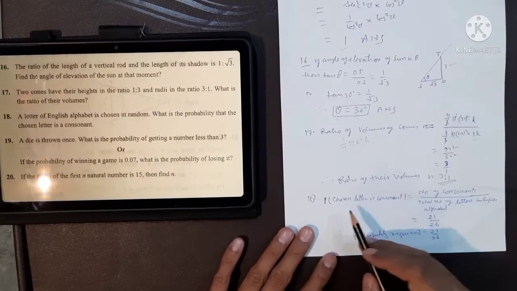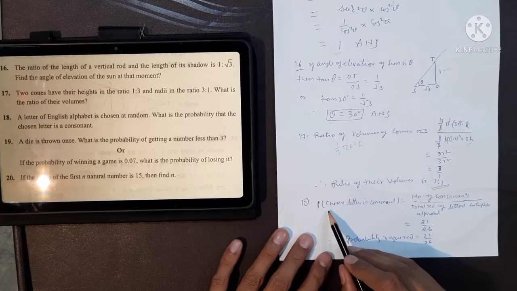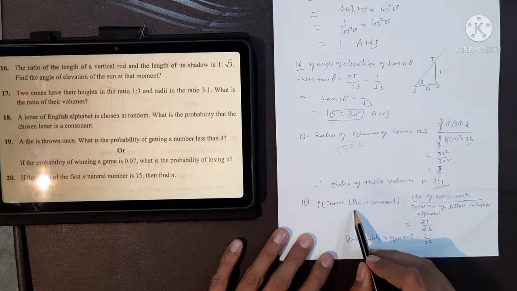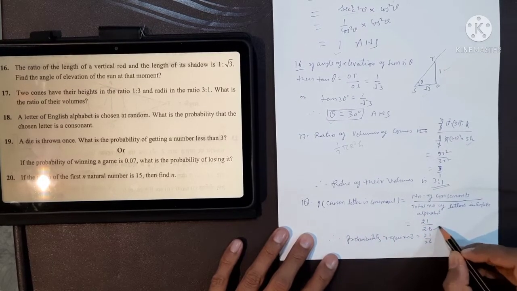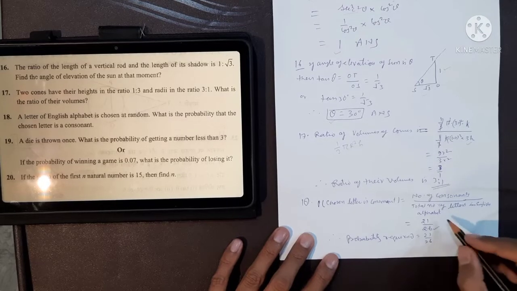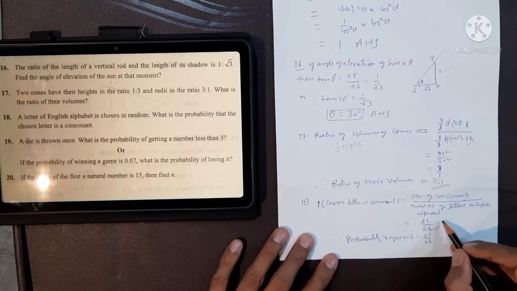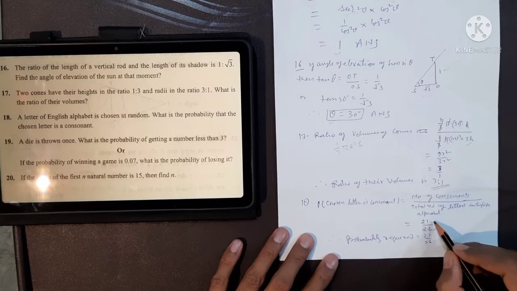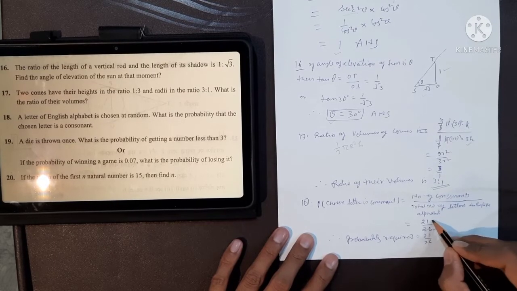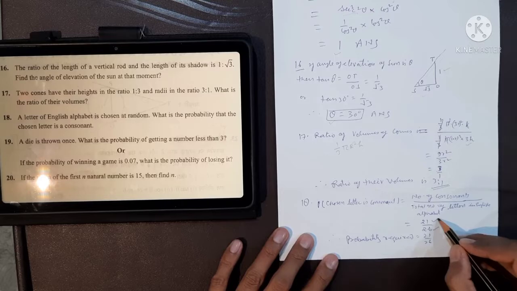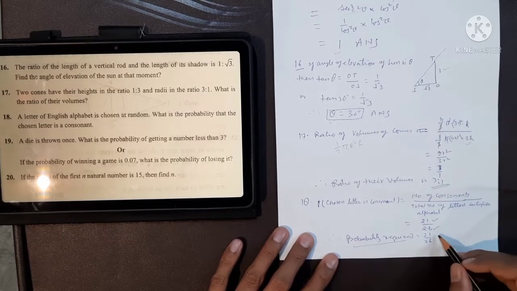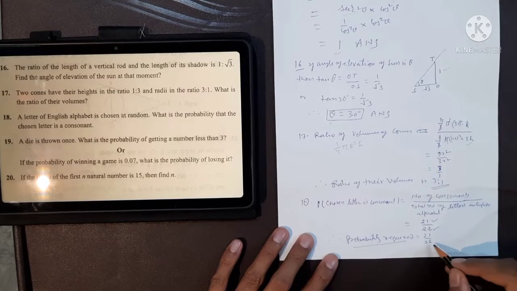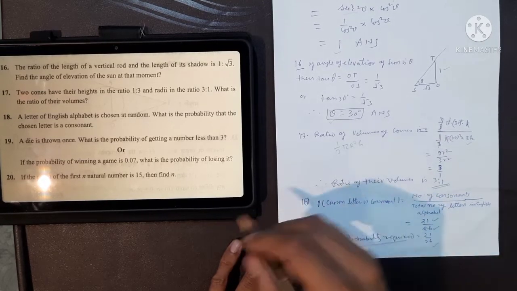Question number 18, we have to find the probability of the chosen letter to be a consonant. The total number of letters is 26 in English, and there are 5 vowels, that is a, e, i, o, u. So the number of consonants is 21. So the probability required to pick one consonant is 21 upon 26, which is the answer.